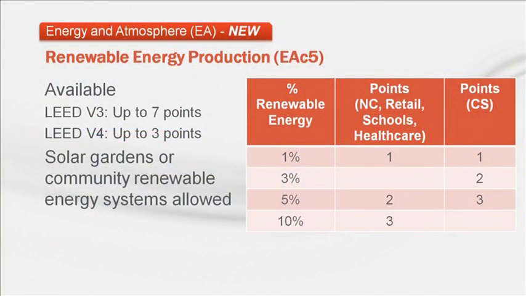Renewable energy production credit points were reduced from a possible 7 points in v3 to 3 points in v4. Reallocation to the other credits we've discussed occurred. The 3 points are earned at the levels of renewable energy production shown. Solar gardens or community renewable energy systems are allowed if the project owns the system or has a lease agreement for at least 10 years, and the system is located in the same utility service area as the facility claiming the use.